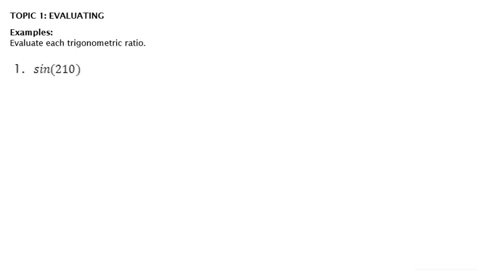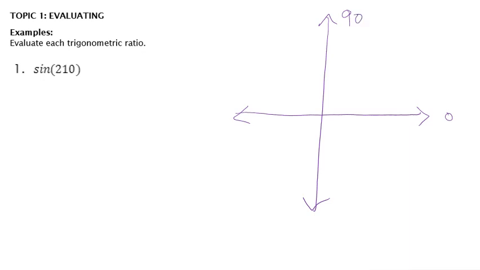First example, we're going to be evaluating sine of 210 degrees. So our first step is we're going to simply sketch the angle on the coordinate plane. If we remember how to sketch that, we're going to find that 210 degrees is actually going to fall in quadrant 3. All right, so that's our first step, just to simply sketch the angle.